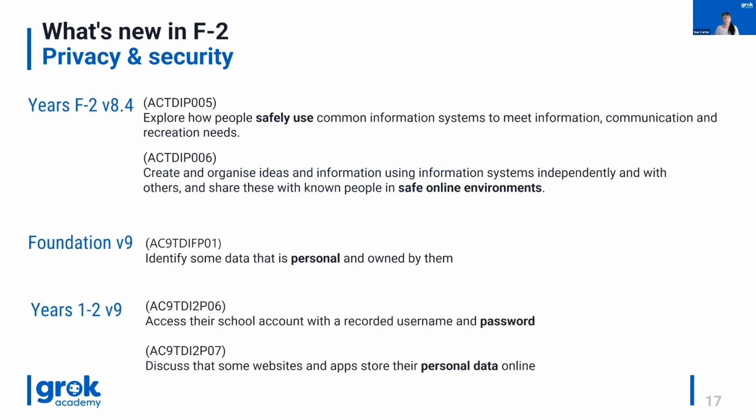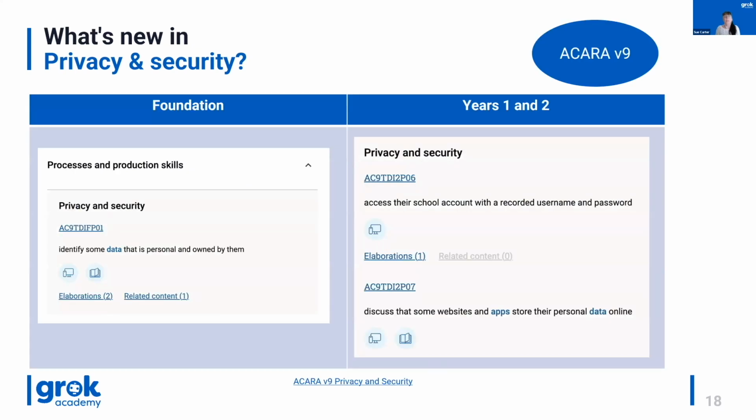Privacy and security was embedded in the content descriptions in version 8.4, and the references were made to safe use and safe online environments. In version 9, you can see that the content descriptions are a bit more specific in the language used for what is expected when operating in safe environments. So now let's take a more detailed look at what this new core concept of privacy and security really means.